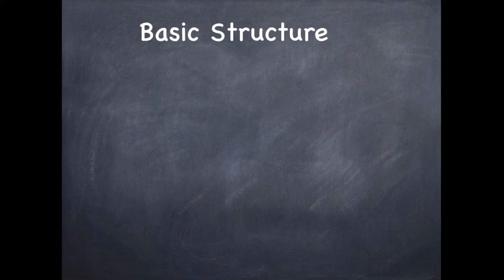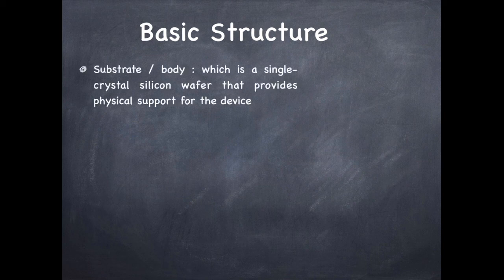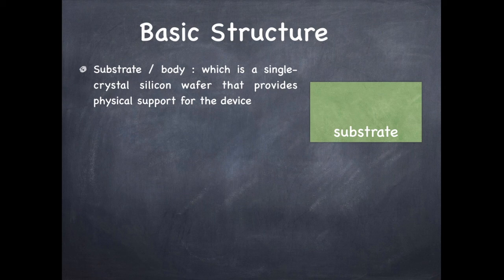Basic structure in all the types of MOSFET is the same. In basic structure we have a substrate, which is a single crystal silicon wafer, which basically provides the physical support to the device. If we have N channel MOSFET, then the substrate will be of P type, and if we are going to use P channel MOSFET, then the substrate is of N type. Substrate is also called the body. It actually forms the fourth terminal of the MOSFET, but normally it is tied to source, which is grounded, and thus MOSFET becomes a three-terminal device.